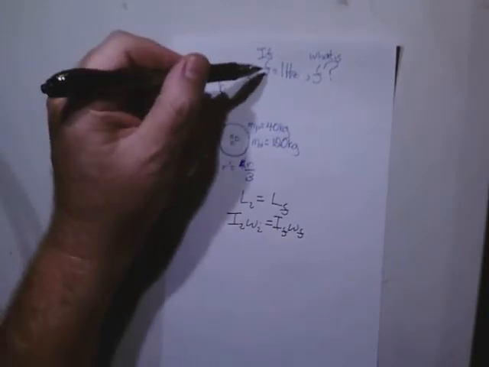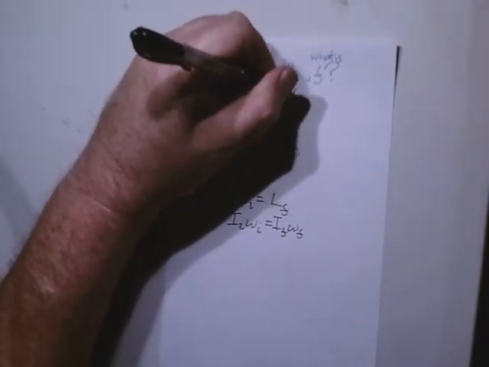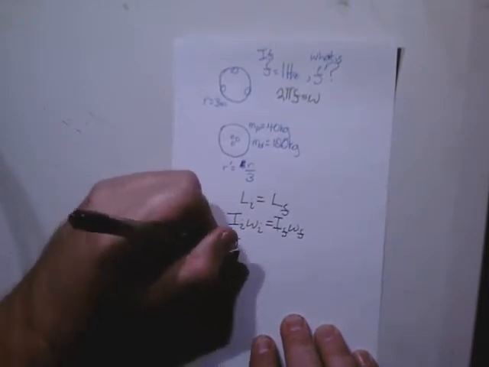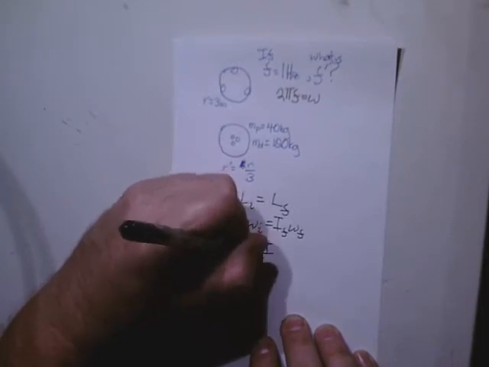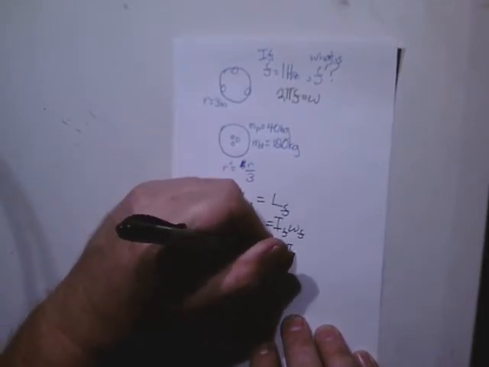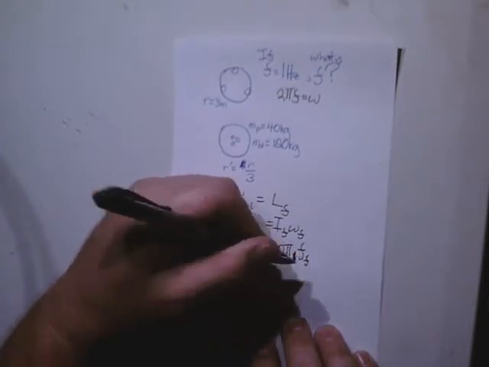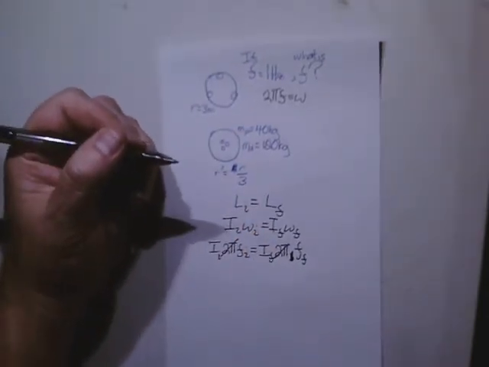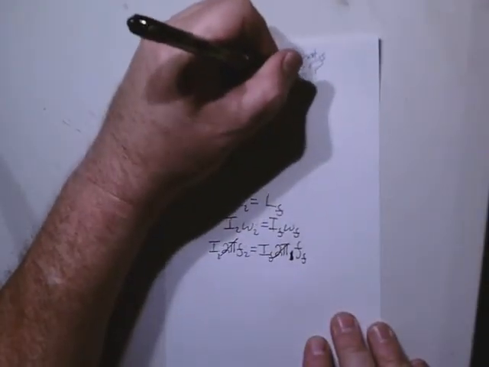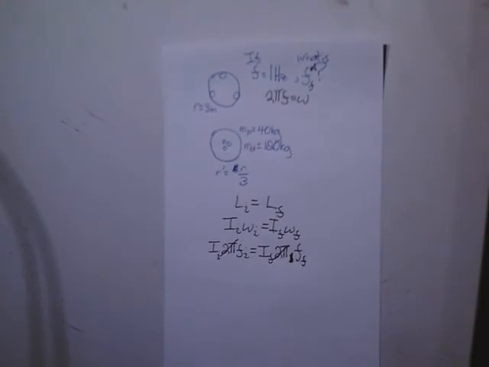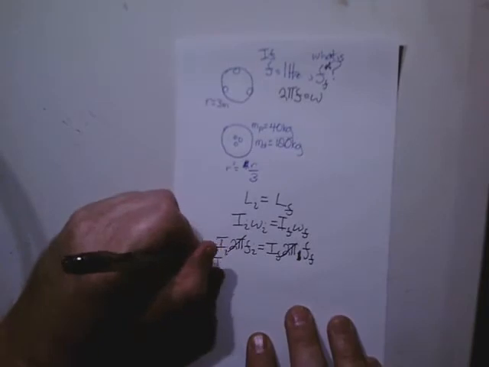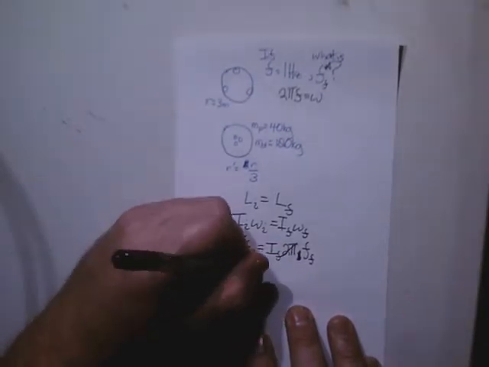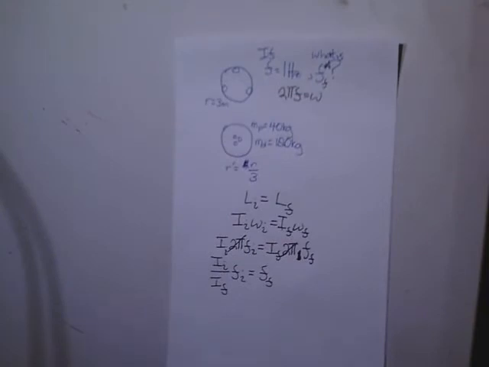So you get that set up. Now, we have omega, but I gave you f. And you know that 2 pi f is equal to omega. So this is I initial 2 pi f initial equals I final 2 pi f final. And the 2 pi's cancel. So the big thing about this is to find the final frequency. To find the final frequency, we're going to have to find the ratio of moment of inertia initial divided by moment of inertia final times the initial frequency. That's f sub f. Well, let's go find that.